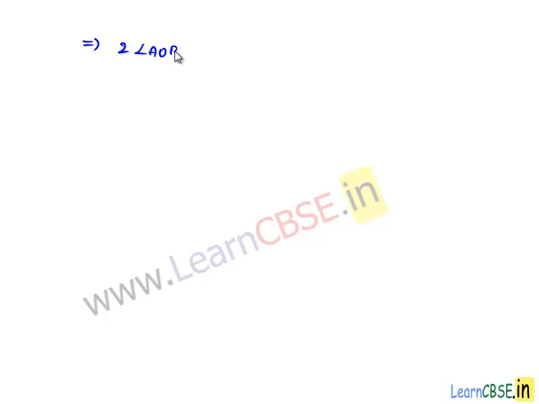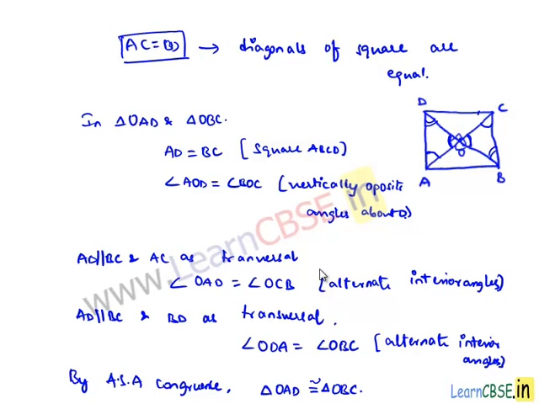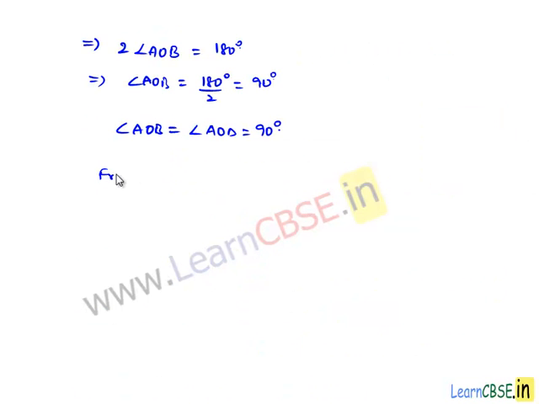That implies 2 times angle AOB is equal to 180 degrees, which implies angle AOB is equal to 180 degrees by 2, which is nothing but 90 degrees. So here we got angle AOB is equal to angle AOD is equal to 90 degrees. Now if we observe, we got angle AOD is equal to angle BOC here. So let us name it as equation number 2. Therefore from equation 2 we can say angle AOB is equal to angle AOD is equal to angle BOC is equal to 90 degrees.